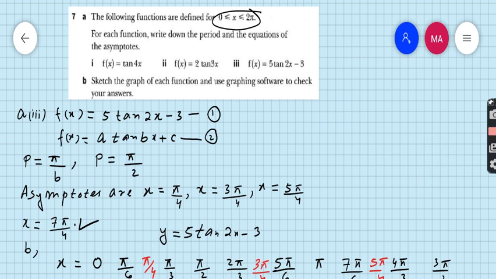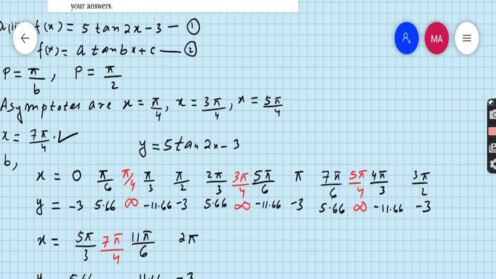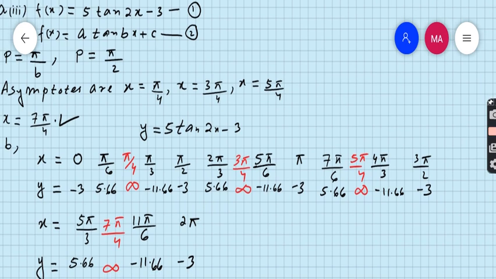So this is the requirement of part A. We have done part A successfully. The period is pi upon 2 and we have found the asymptotes. What is part B? Sketch the graph of the function. Our function is f(x), or you may say y, because y is a function of x. Our function is y equals 5 tan 2x minus 3.